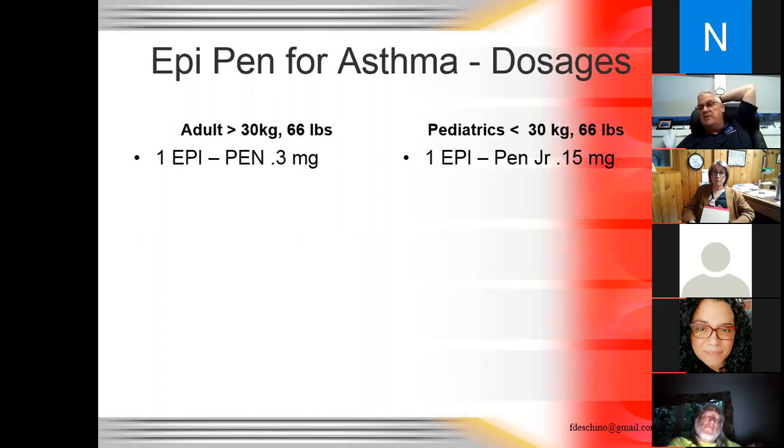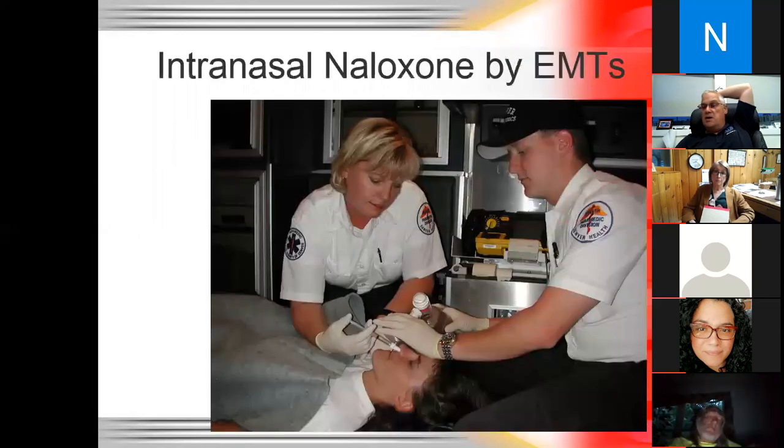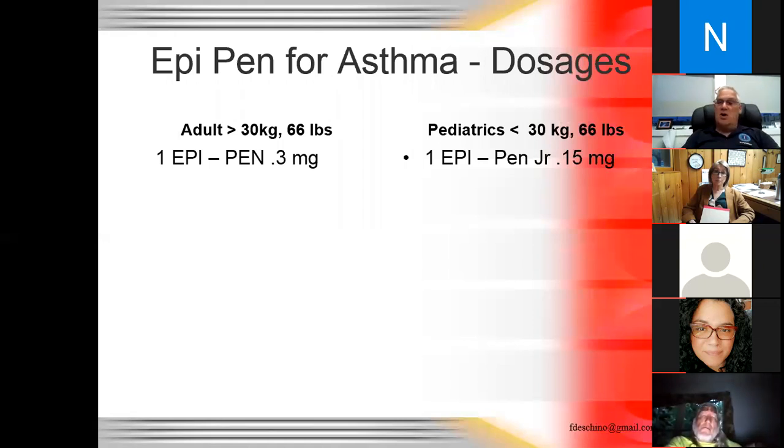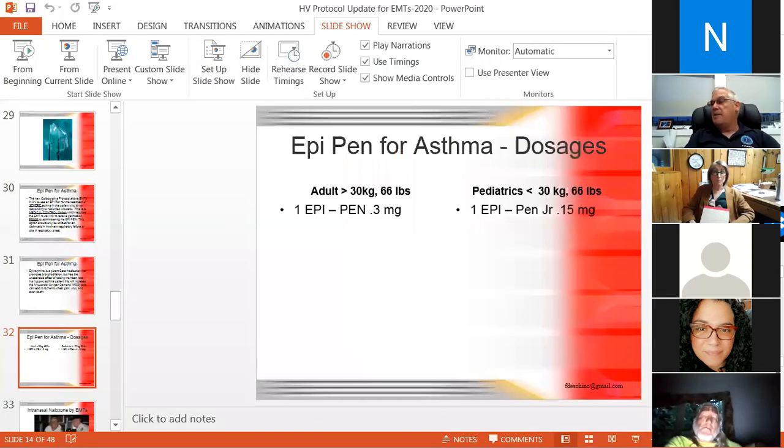If you only have an adult Epi Pen and you have a dying kid that's under 30 kilos, by all means, give him the adult. Don't worry about it. And if you have an adult who has an asthma attack and you only have the pediatric, give them the pediatric, and hopefully they have two, so you can make the adult. But if they don't, give it to them. You can't hurt them. You may not help them as much, but you can't hurt them by giving them the pediatric dose. So, any questions on the respiratory, the asthma, or anything like that?